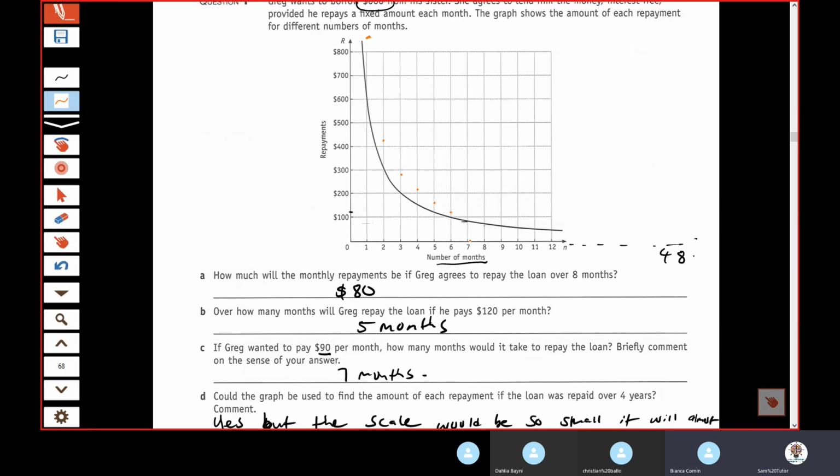7 is 120. 8 is 105. And then 10 is 84. And 12 is 70. Why did I skip 9? I don't know. Maybe because it doesn't give you a nice number. That's weird. All right, and something like that.